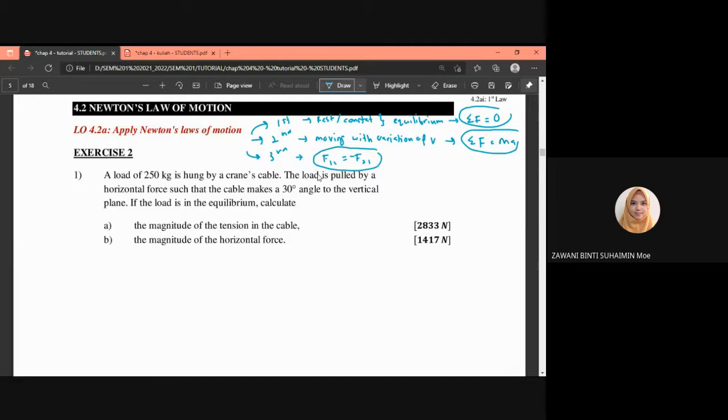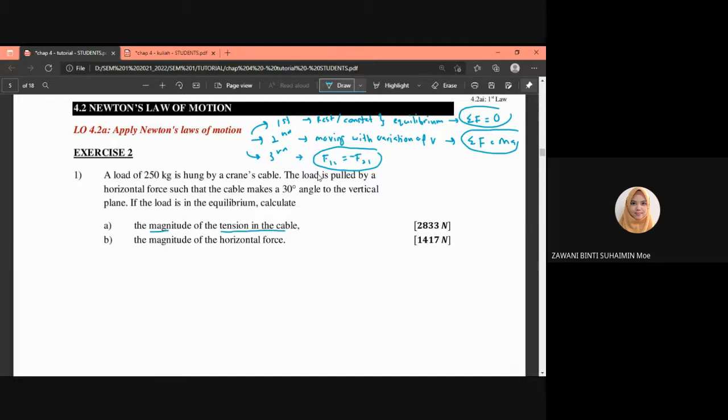Okay, so now let's move to question number 1. We have a load of 250 kg hung by a crane's cable. The load is pulled by a horizontal force such that the cable makes a 30-degree angle to the vertical plane. If the load is in equilibrium, calculate the magnitude of the tension in the cable.